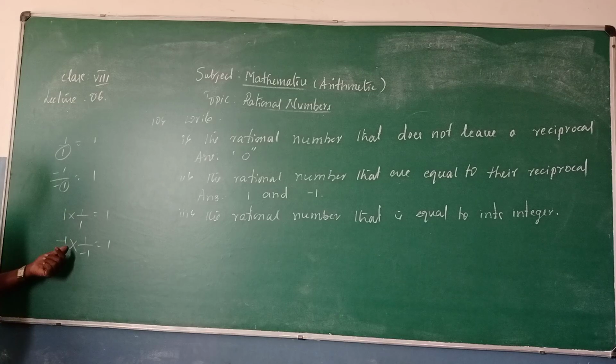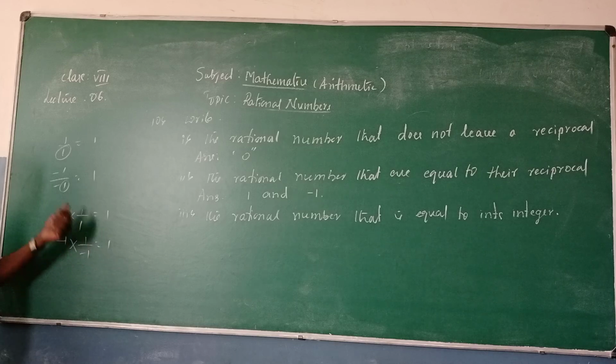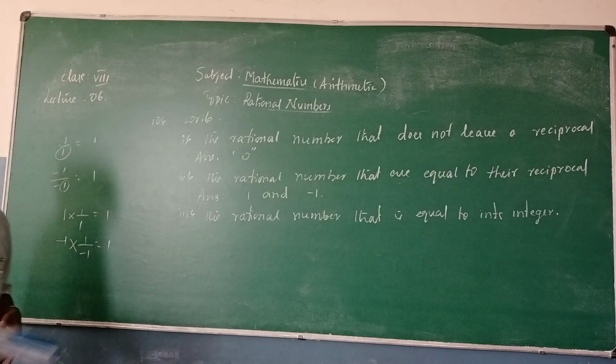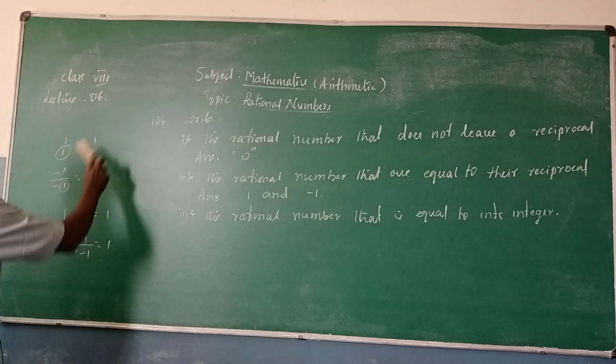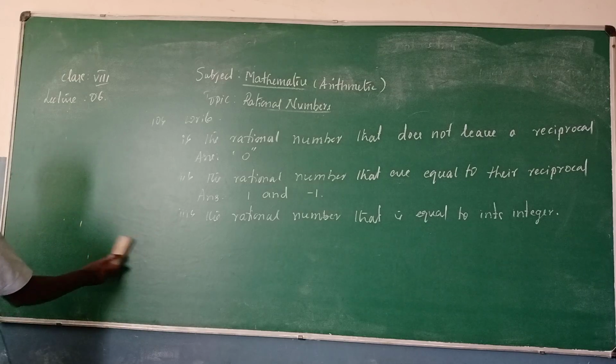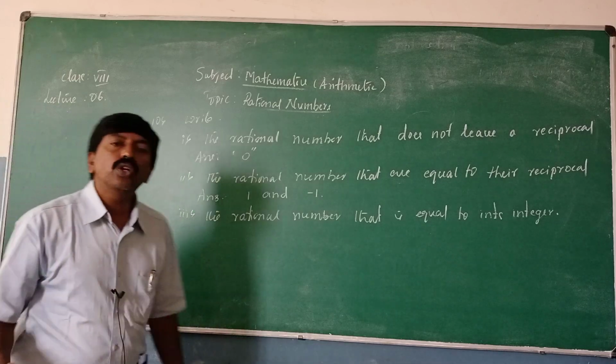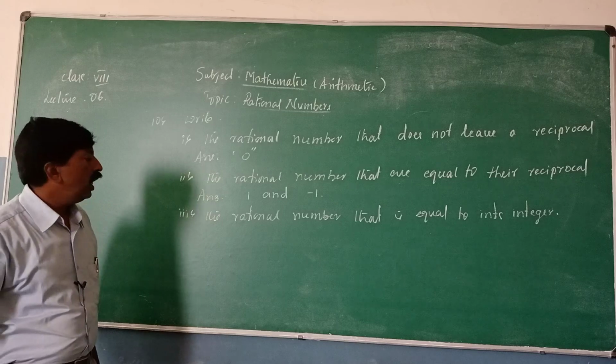Observe here. A by A, B by B, C by C must be equal to 1. So minus 1 divided by minus 1 is 1, and 1 divided by 1 is also 1. In this way, we can find that 1 and minus 1 are the rational numbers which are equal to their reciprocal.